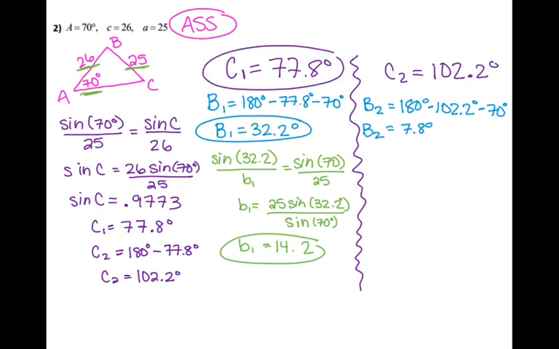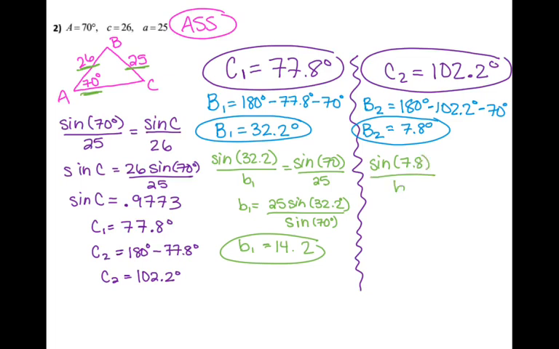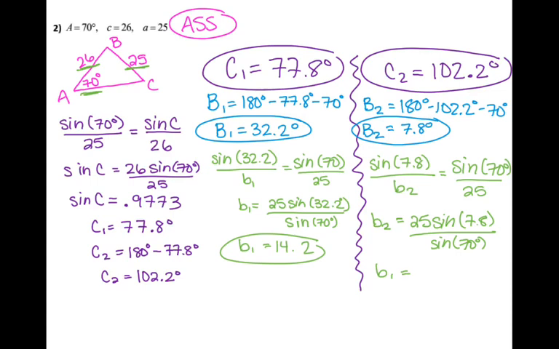Now I still need to solve for my second triangle. I have angle C, I have angle B. The last thing I need is little b2. So I'm going to do sine of 7.8 over little b2 equals, I'm still going to use A and A, so sine of 70 over 25. Going to cross multiply, so b2 equals 25 sine of 7.8 over sine of 70. Let's put that into my calculator. 25 sine of 7.8 divided by sine of 70 gives me about 3.6.